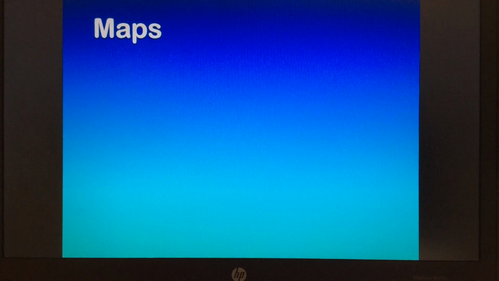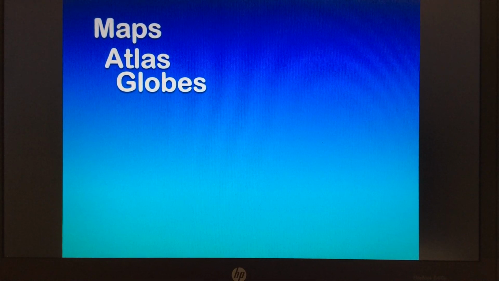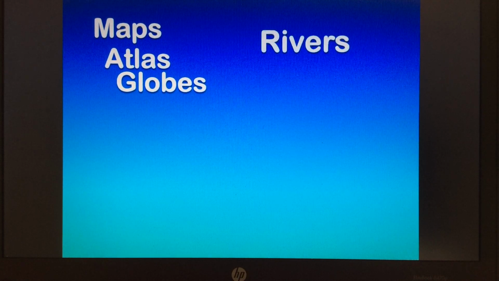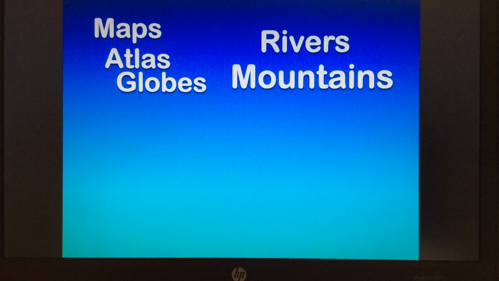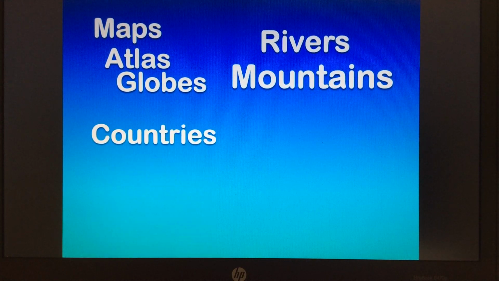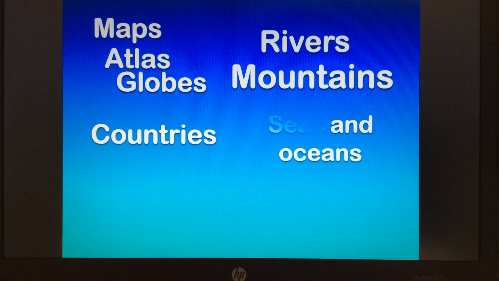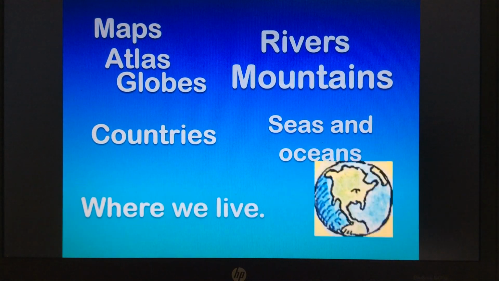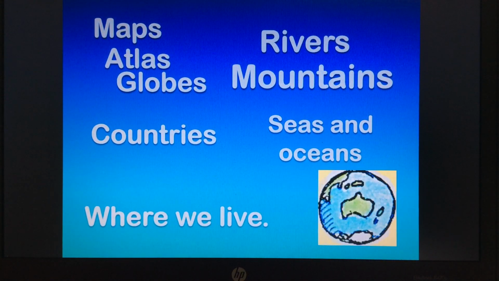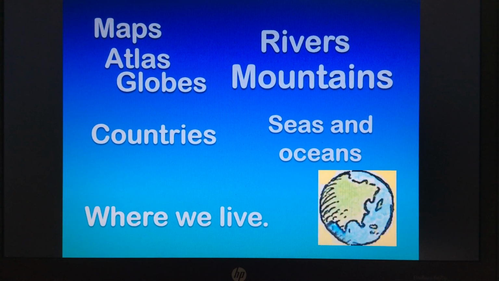Now you might have thought maps, atlases, globes, they're the things we use when we're learning about geography. You might have thought rivers, mountains, or the countries you may have visited, or even seas and oceans. Or is it simply where we live, our world? Well, yes, you're right. Geography is all of those things. It's everywhere. It involves everything.